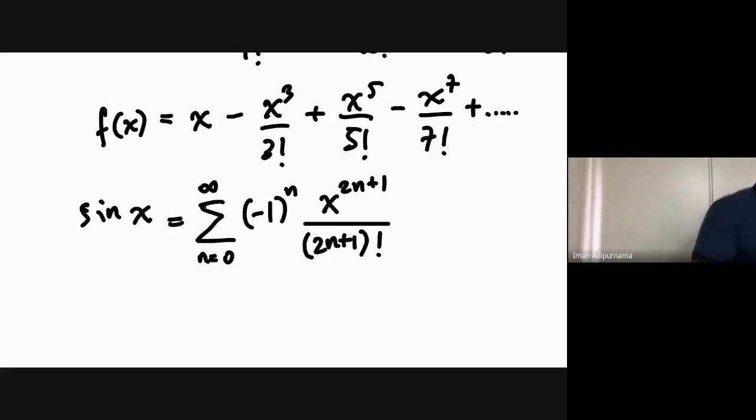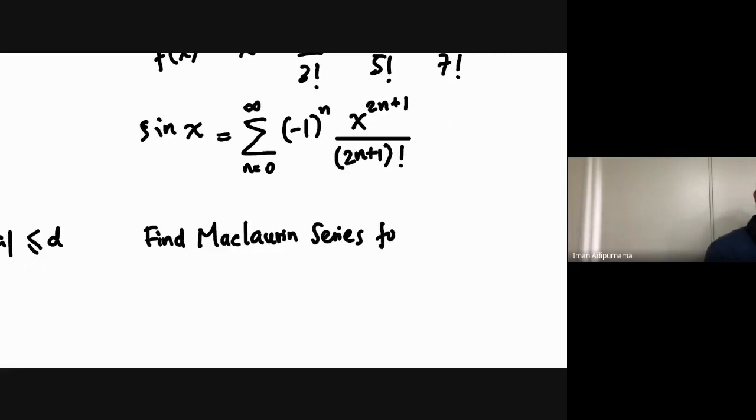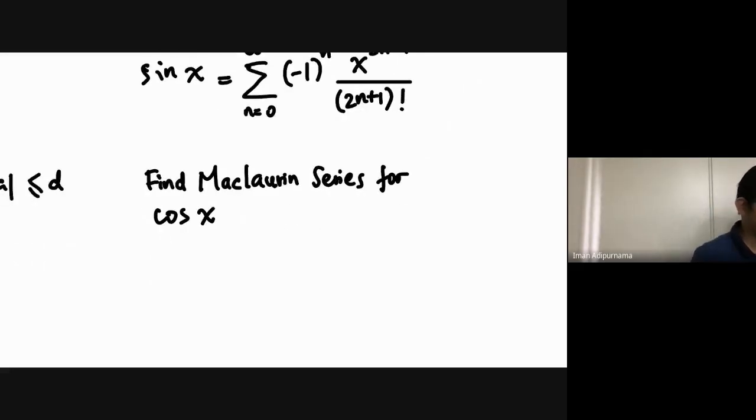Okay. Now the next function, so find the Maclaurin series for cosine x. Now we try for cosine x. Can you try by yourself? Let me give you maybe 2-3 minutes to try.